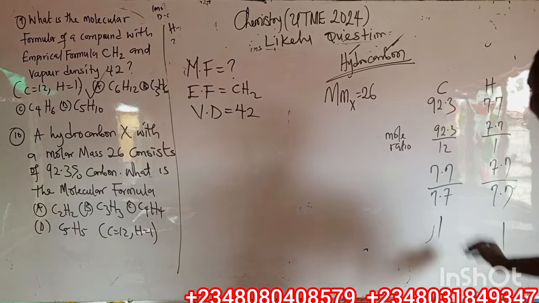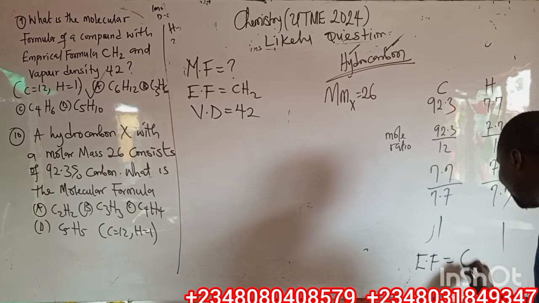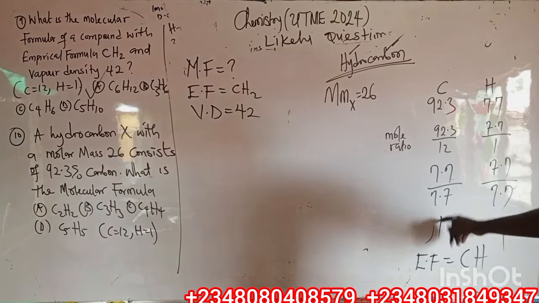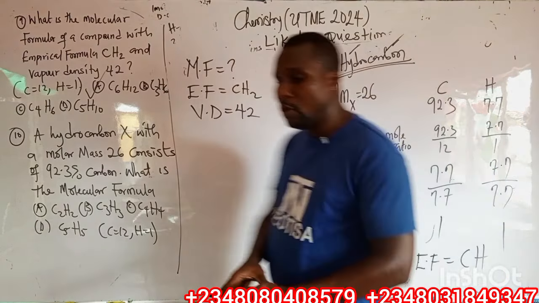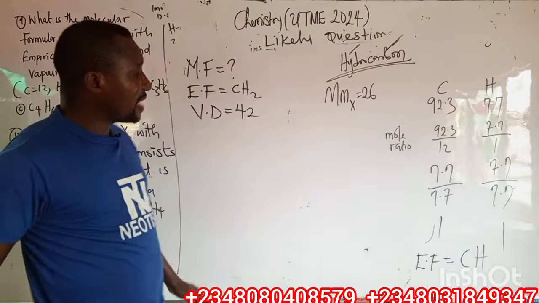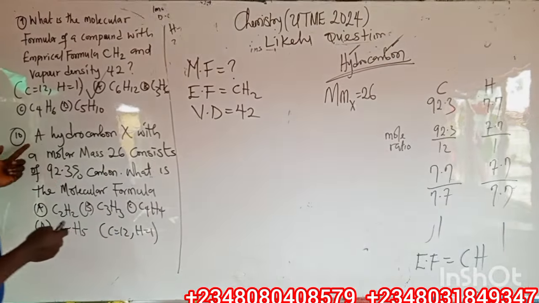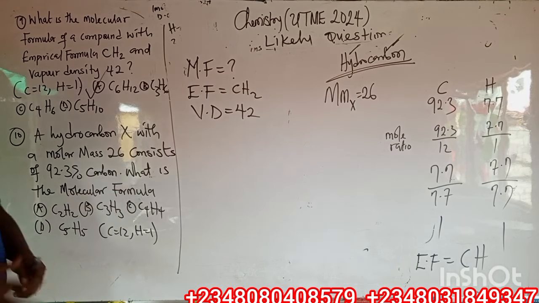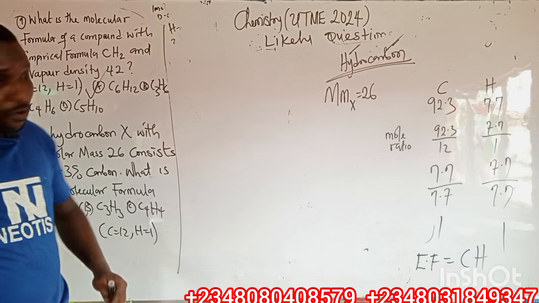Therefore, we have the empirical formula. The empirical formula is CH. That means carbon is 1, hydrogen is 1. But don't forget, the question says to calculate the molecular formula. The question says get the molecular formula.